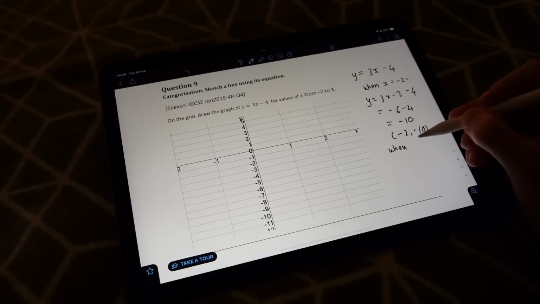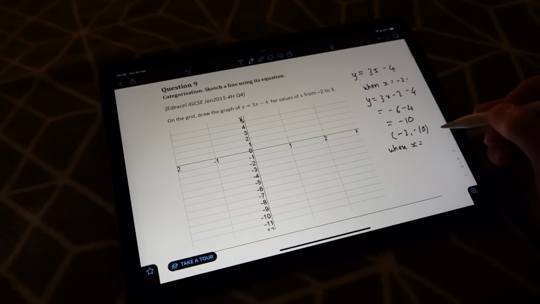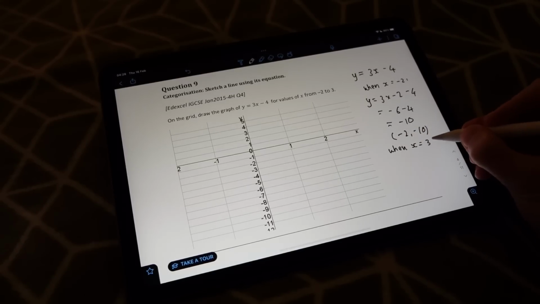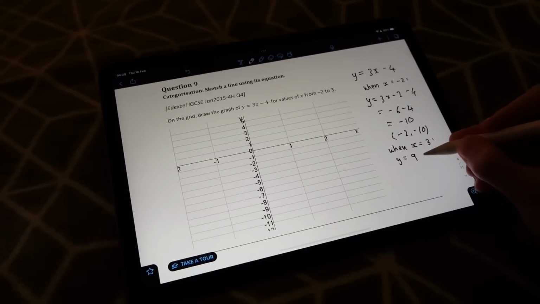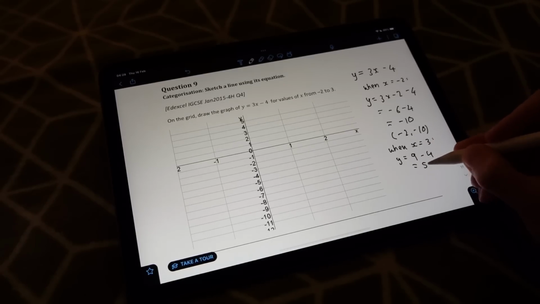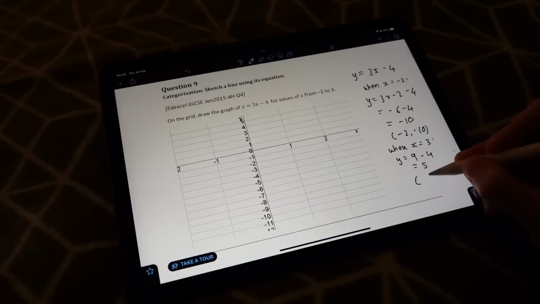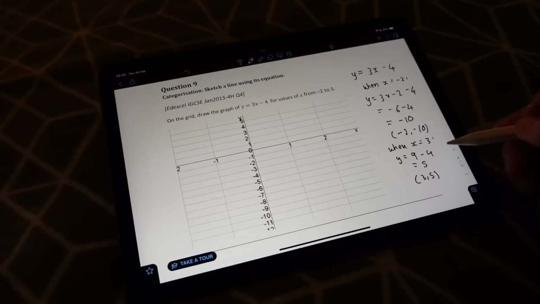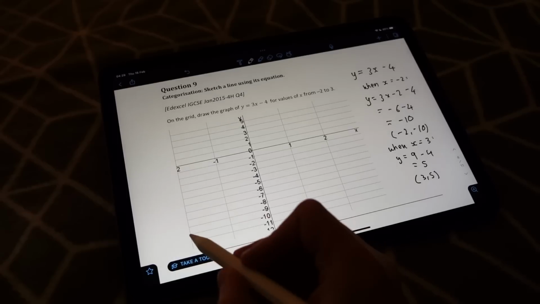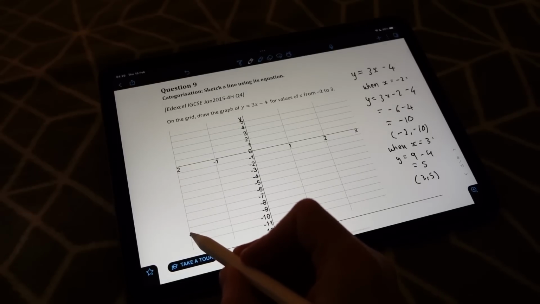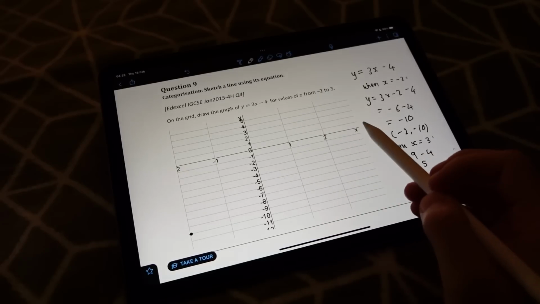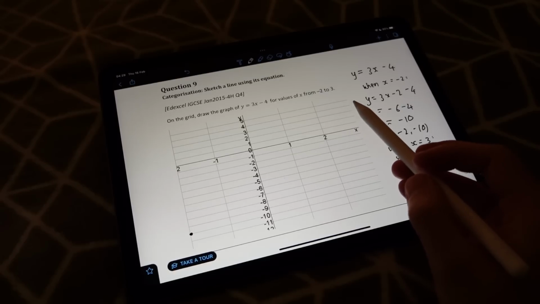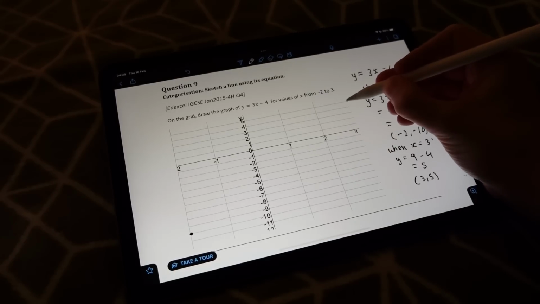And similarly, when x is equal to 3, we can do this one maybe a bit faster. 3 times 3 is 9, minus 4 is 5. Our second point is going to be 3, 5. So minus 2, minus 10 is right here on our graph. So let's mark that point. And then 3, 5: 1, 2, 3, 1, 2, 3, 4, 5. It's just up the top.